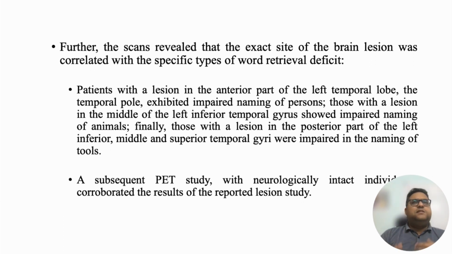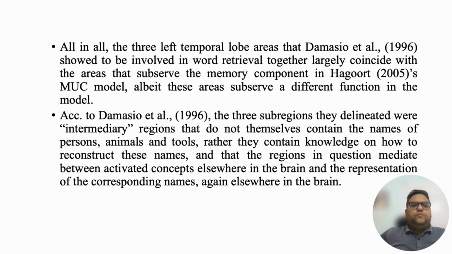So, yes, the evidence is there for a certain degree of localization of particular concepts in the region of the temporal lobe. However, there are other studies which I have discussed earlier in the course on Introduction to Psychology of Language. The more dominant or popular sense is that this is more distributed rather than localized to different areas of the brain. All in all, the three left temporal areas that Damasio and colleagues showed to be involved in word retrieval largely coincide with the areas that subserve the memory component in Hagoort's model, albeit these areas serve a slightly different function in the model.